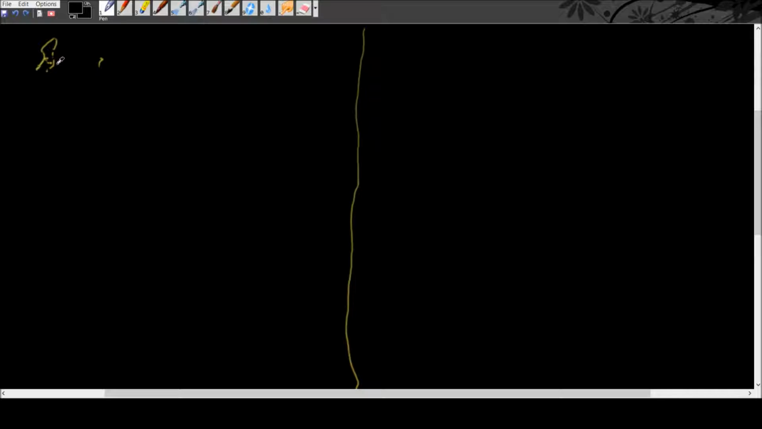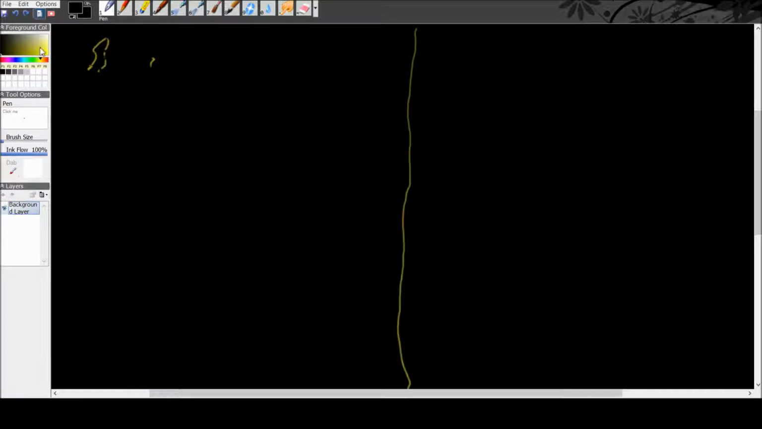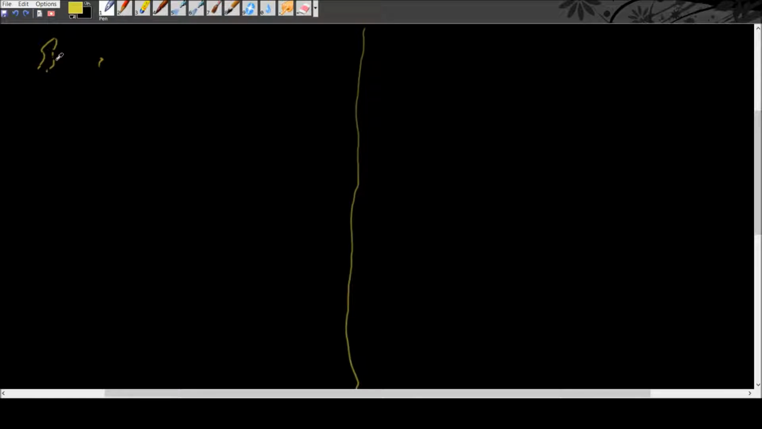So, again, my pen's doing a lot of nonsense, for goodness sake. Let's just change the colors again. I don't know why it does this. It does this to frustrate me. Okay.